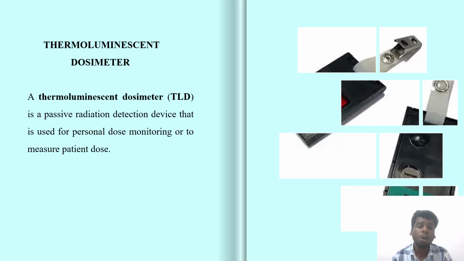So next is the thermoluminescent dosimeter. A thermoluminescent dosimeter absorbs the radiation and gives the amount of radiation absorbed by the dosimeter, the exposure of radiation. It is a passive radiation monitoring device used to measure the cumulative dose of ionizing radiation received over a specific period of time. It absorbs the cumulative radiation for a specific period of time, which is then calculated.